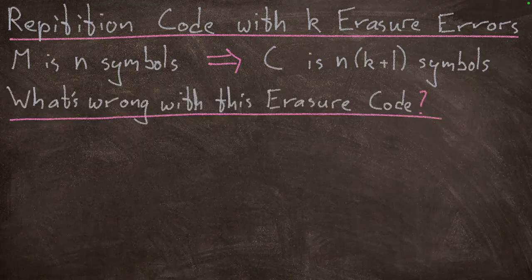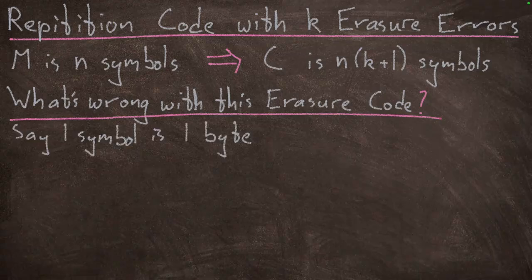So what's wrong with the erasure code? It sure does seem to work. Well, let's take a look at an example. Let's say one symbol is a byte, and let's say the number of erasure errors that's going to happen is a fraction of n. Let's say it's 1/3 of your message.